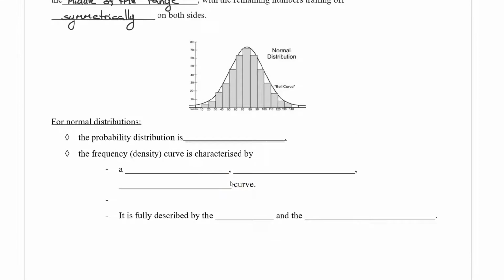For normal distributions, the probability distribution is continuous. The frequency density curve is characterized by a symmetrical, single-peaked, bell-shaped curve. So this guy over here. It is fully described by the mean and the standard deviation.